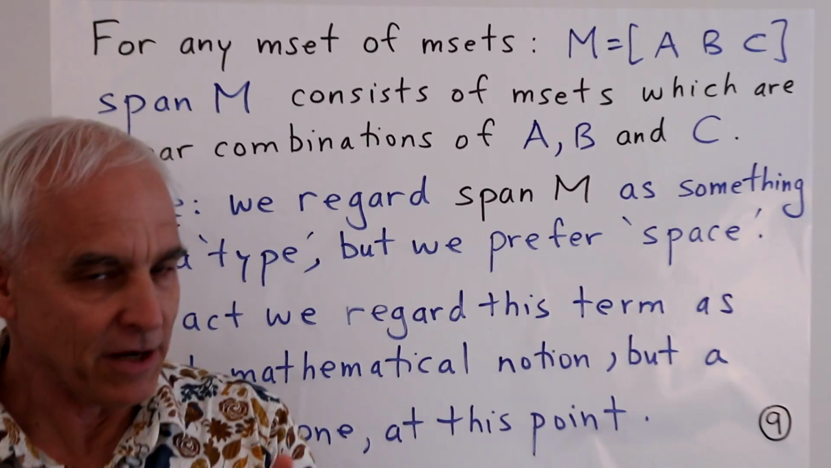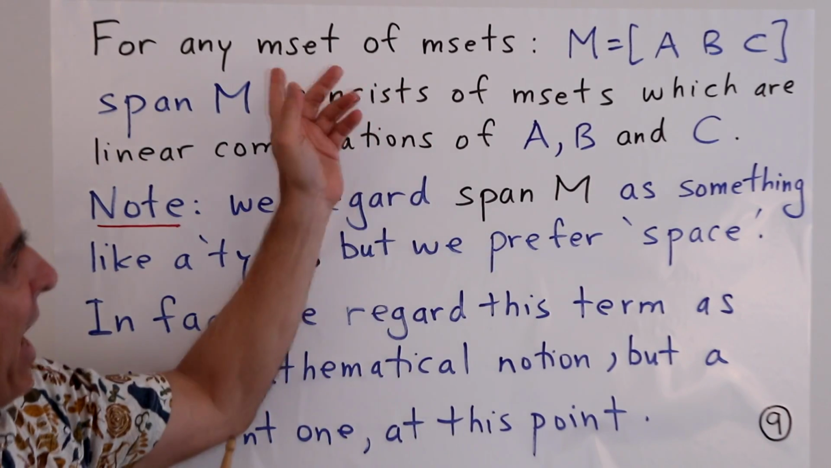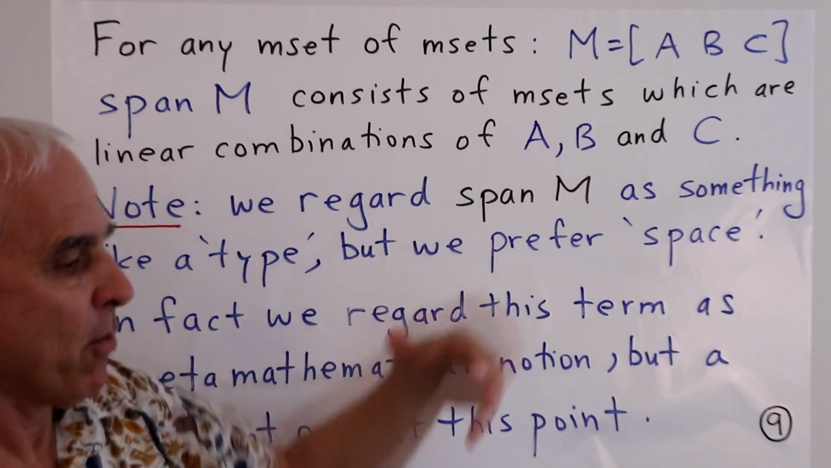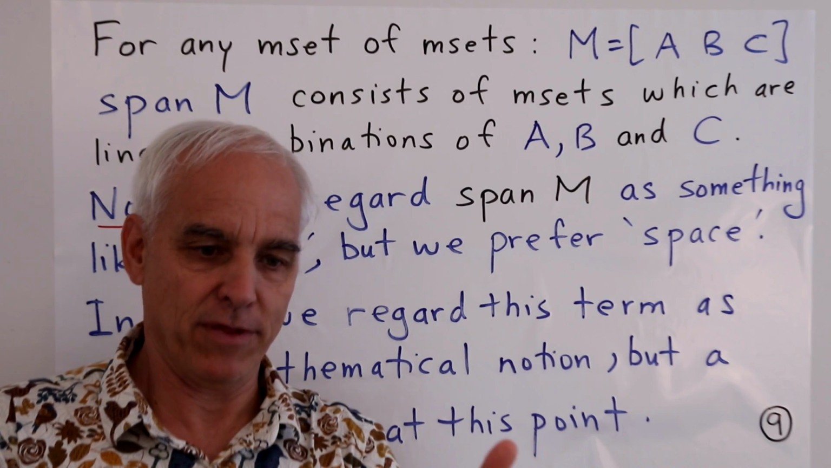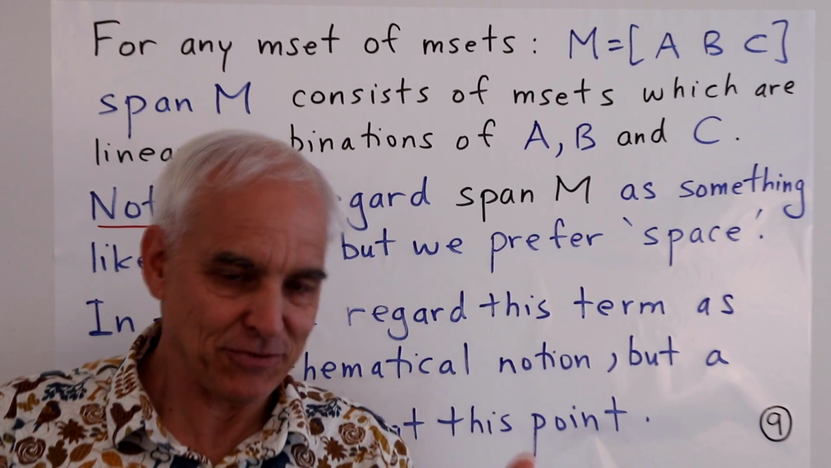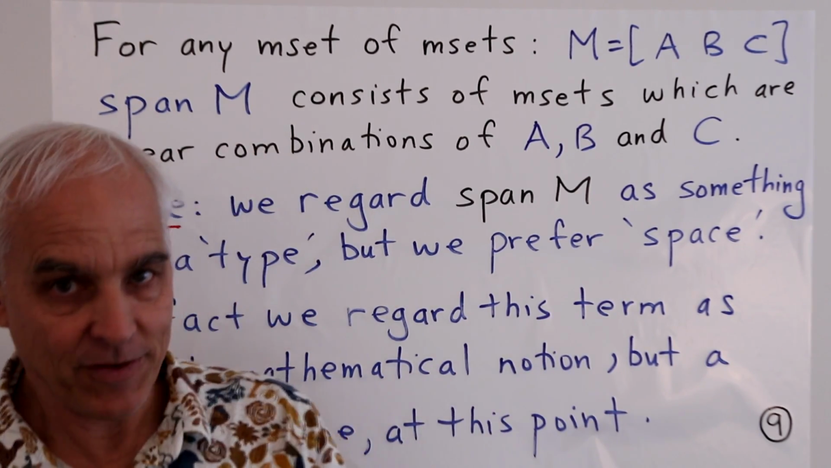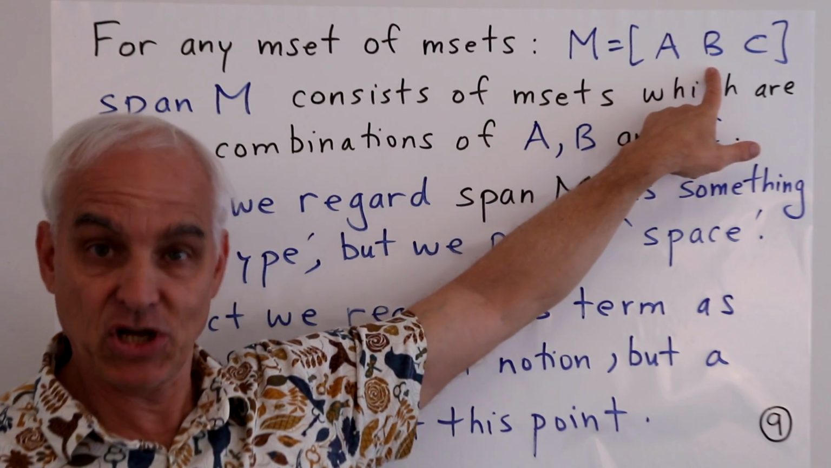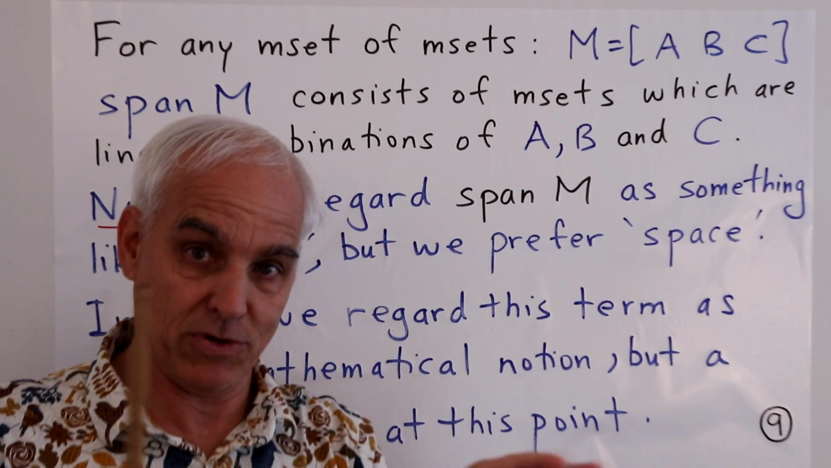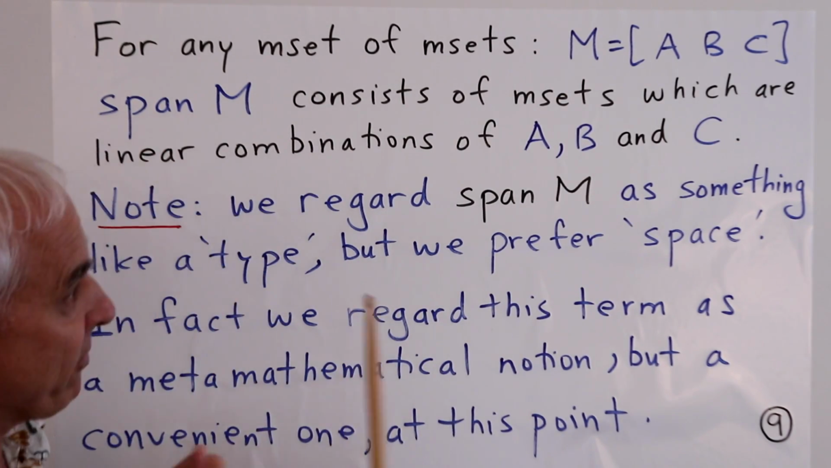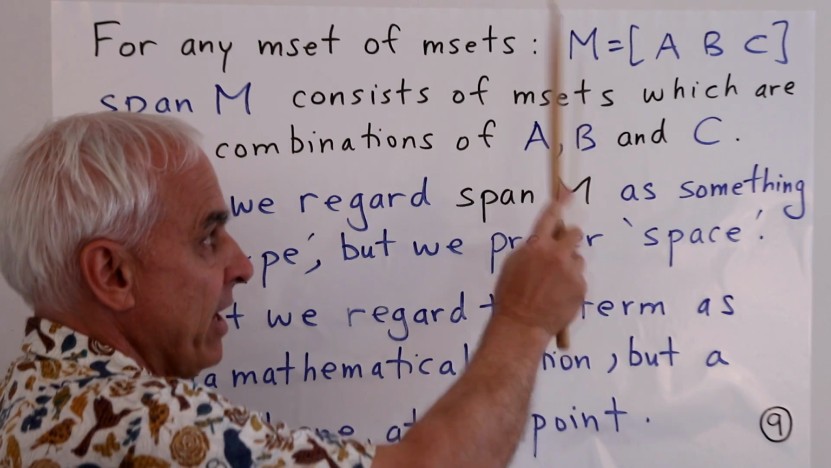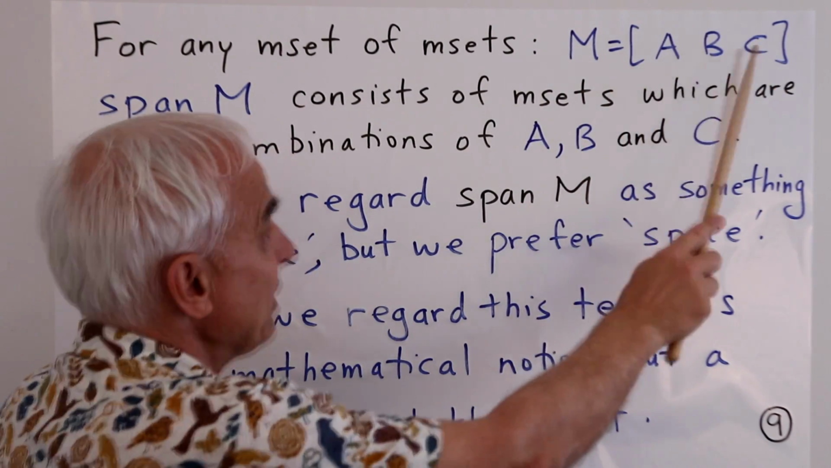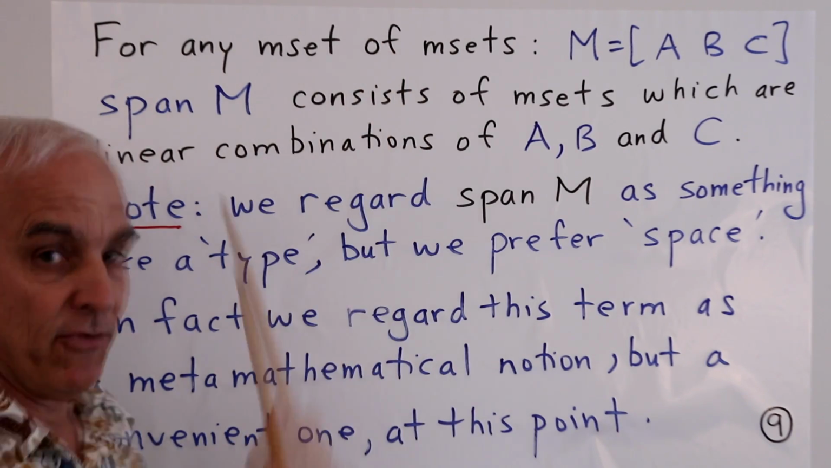So what we've really done is we've taken an mset of msets. We haven't said it this way, but that's what we're doing. We're taking a bunch of msets to start off with. But a bunch of msets is really like an mset of msets, because in principle, we're not excluding the possibility that there might be some repetitions amongst the msets that we're starting with. So let me represent that by this example. Here we have M, which is an mset consisting of the msets A, B, and C. So we have an mset of msets.